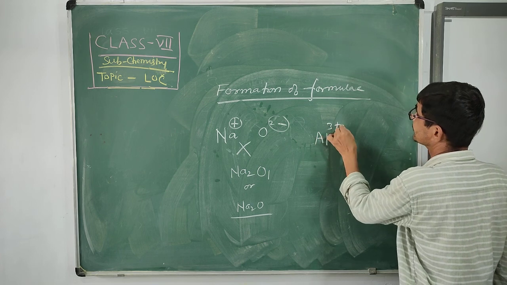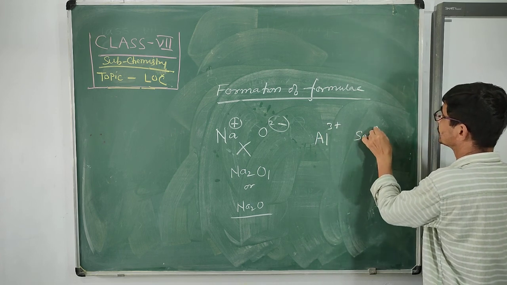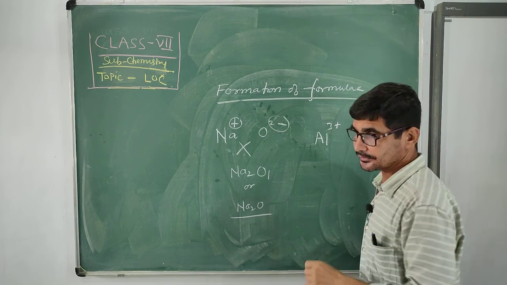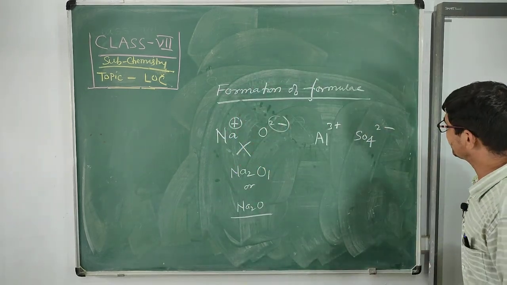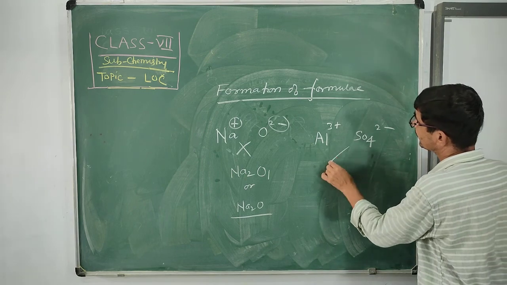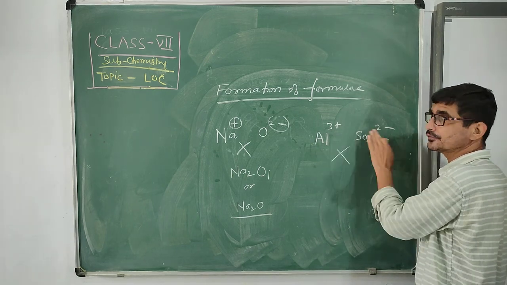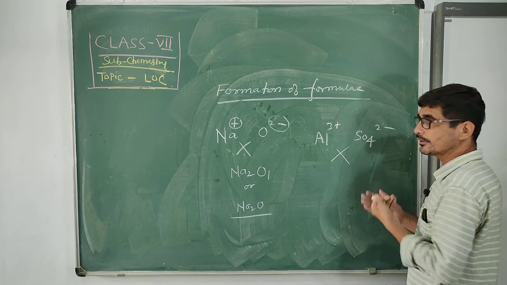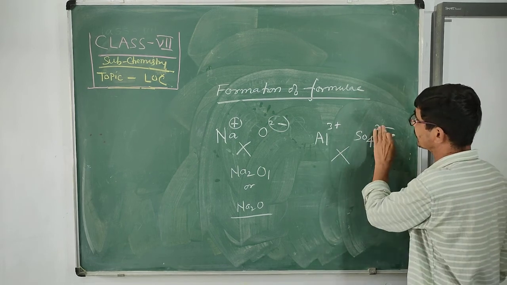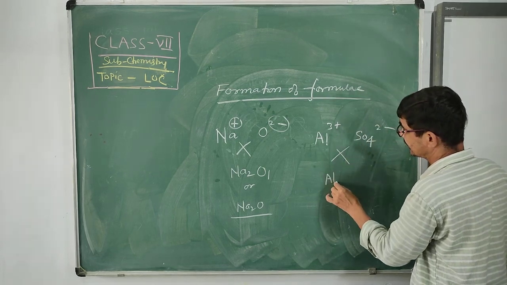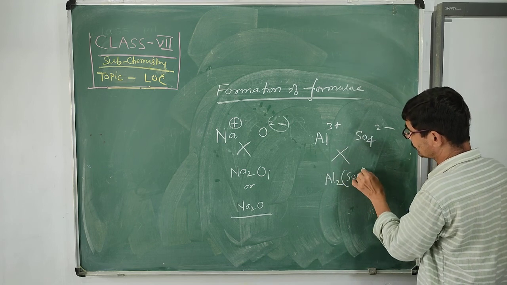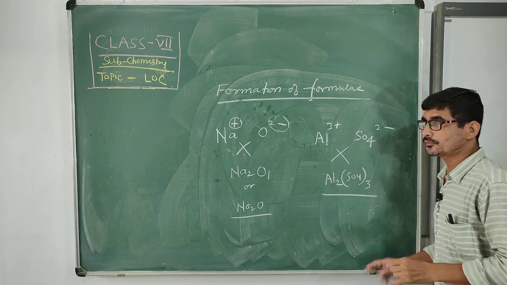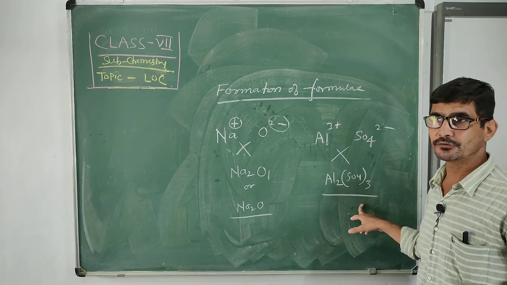Al3+ and SO4 2-. Al3+ is called aluminum ion, and SO4 2- is called sulfate ion. So what will happen? In this case, charges are opposite but unequal in number. In case of unequal number, both are exchanged to each other. After exchanging, we form Al2 and now SO4 thrice. So this is the formula of aluminum sulfate.